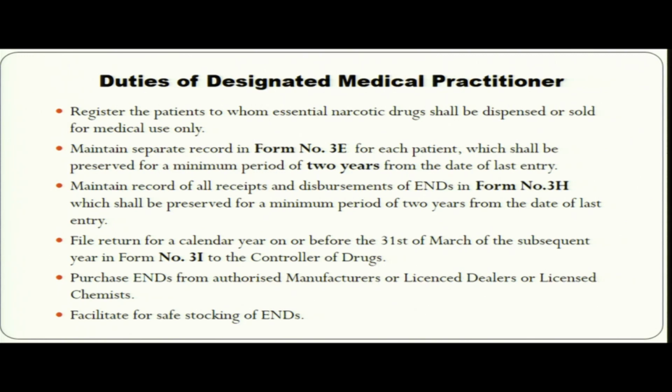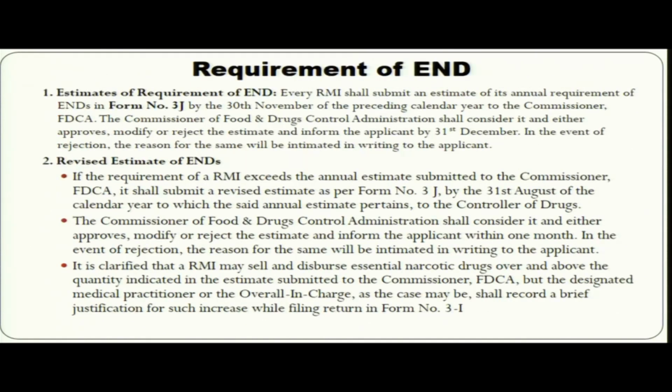File return for a calendar year on or before the 31st of March of the subsequent year in form number 3I to the Controller of Drugs. Purchase ENDs from authorized manufacturers or licensed dealers or licensed chemists. Facilitate safe stocking of ENDs.